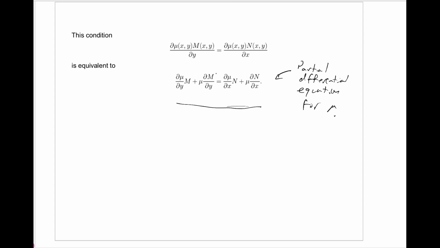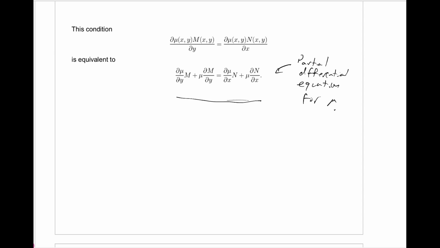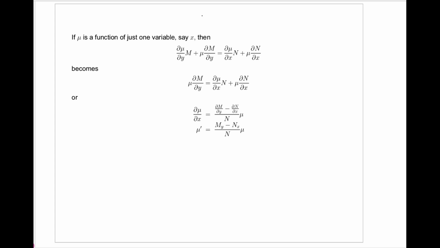What could make things simple? Well, what could make things simple is if one or more of these terms happens to be 0. How does one of the terms happen to be 0? Well, if mu is a function of just one variable, say x, then this term would equal 0. So we cross it out because d mu dy would be 0. And then what we're left with is mu times dM dy equals d mu dx times N plus mu times dN dx. Now here, if I just solve that for d mu dx, I get d mu dx equals this thing here, M sub y minus N sub x over N, times the original function mu.